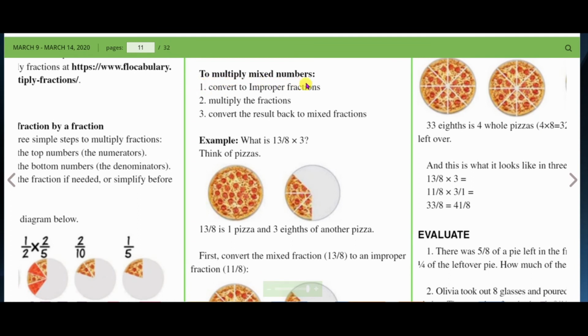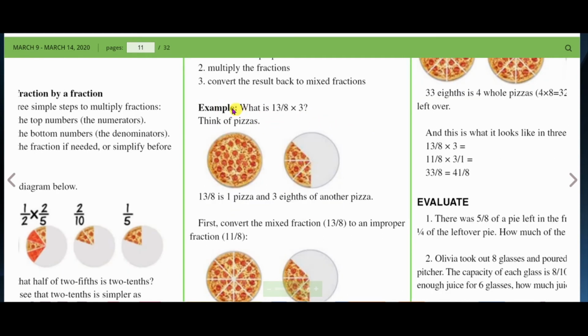To multiply mixed numbers, step 1, convert to improper fractions. Step 2, multiply the fractions. Step 3, convert the result back to mixed fractions. Example, what is 1 3/8 times 3?